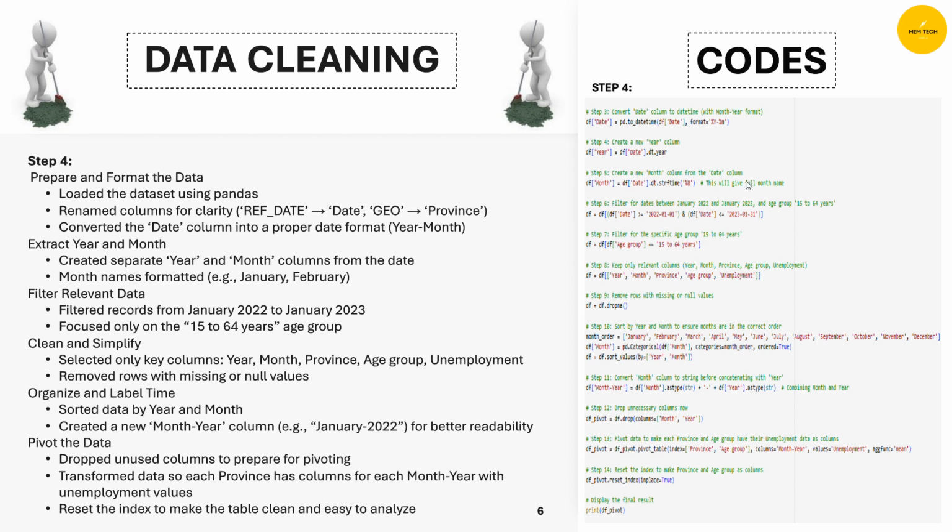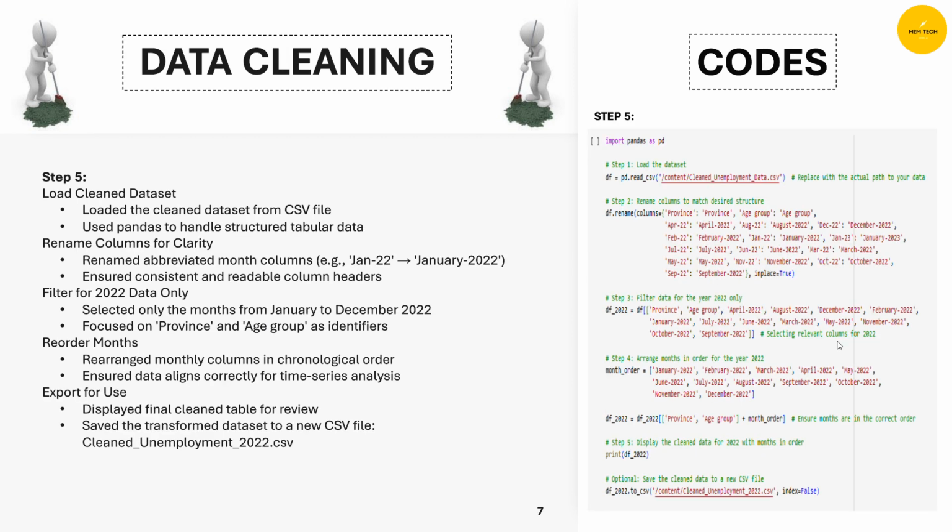So here's the sample data set, and I did this so it was easier for me to look at the data and see how much information there was. So in order for me to reset the index to make the table clean and easier to analyze. So here's the fifth step with the sample code here.